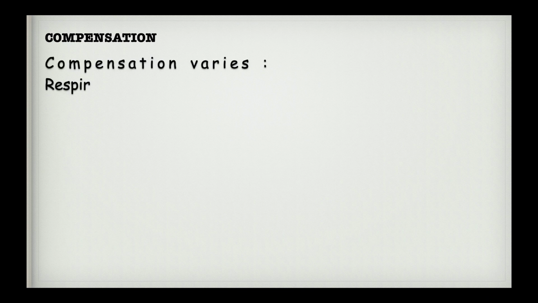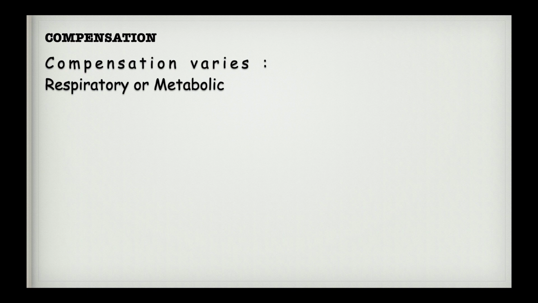Now, we must determine if there is compensation or not. By compensation, I mean the physiological changes that take place in an attempt to normalize the pH. The primary disorder is usually followed by a compensatory process as the body attempts to bring the pH back to normal. An important thing to know is that the rate of compensation depends on whether the problem is respiratory or metabolic in nature.